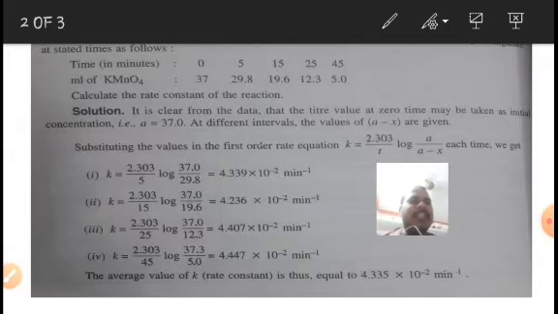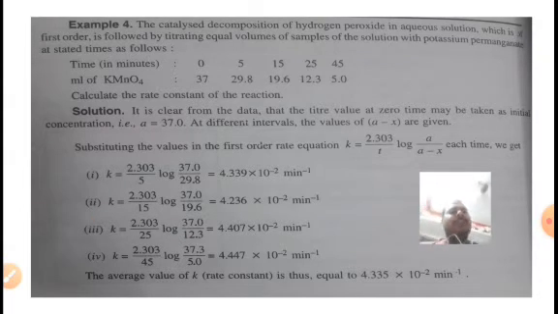So I am taking another example here. It is a verification of whether the reaction is first order or not. To verify, all the data should be substituted in the equation of rate constant. Then if we get the same rate constants, that would be a first order reaction.